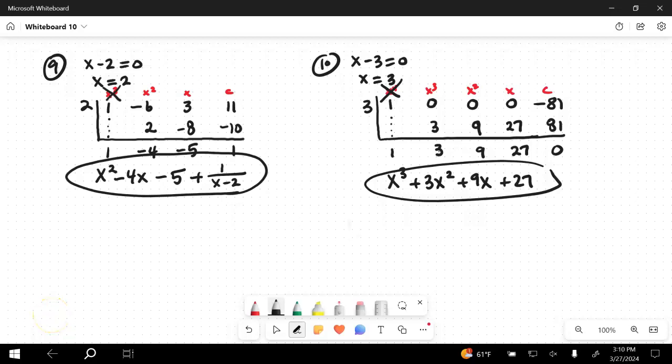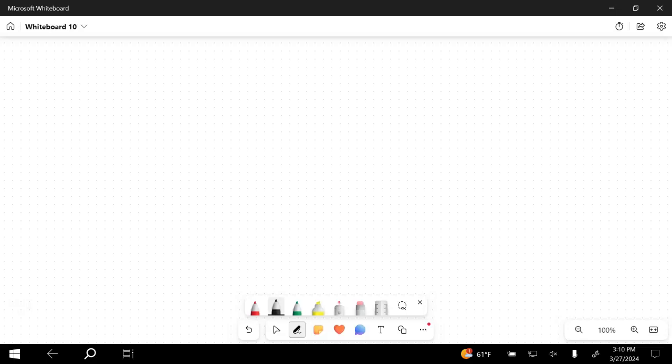Okay, we're on number 11. On number 11, we're going to be solving the given function, and they actually give us one of the roots. So again, make sure you print your review so you can see the questions that we're working.